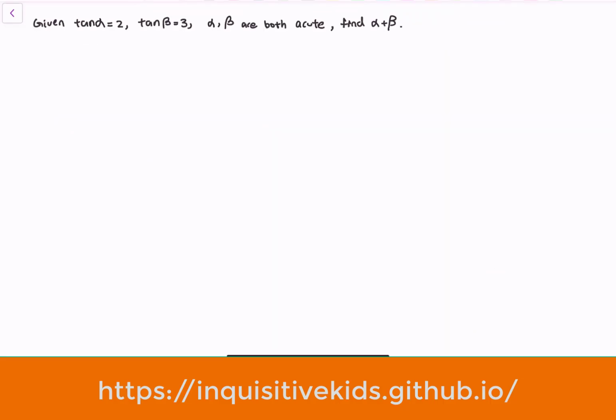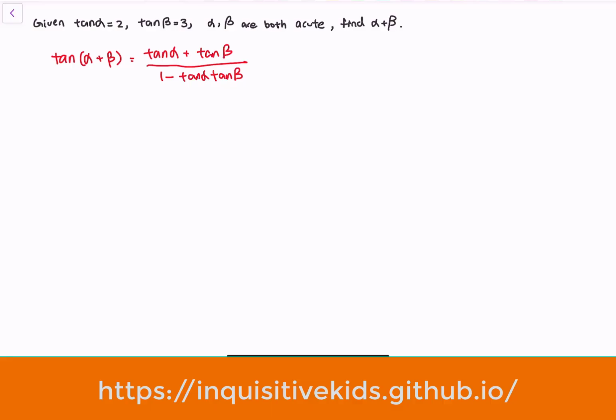Here's our next problem. We are given that the tangent of alpha is equal to 2, the tangent of beta is equal to 3, and both of these angles, alpha and beta, are acute. We're going to try to find the sum of these two angles. So before we start, we need to write out a formula for tangent. Tan of alpha plus beta, so the tangent of the sum of two angles, is equal to tangent of the first angle plus the tangent of the second angle over 1 minus their product.